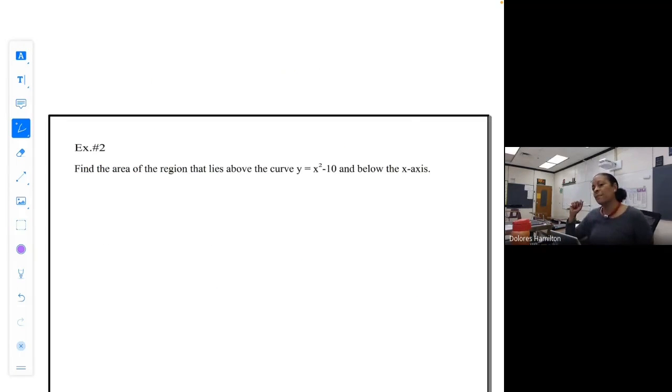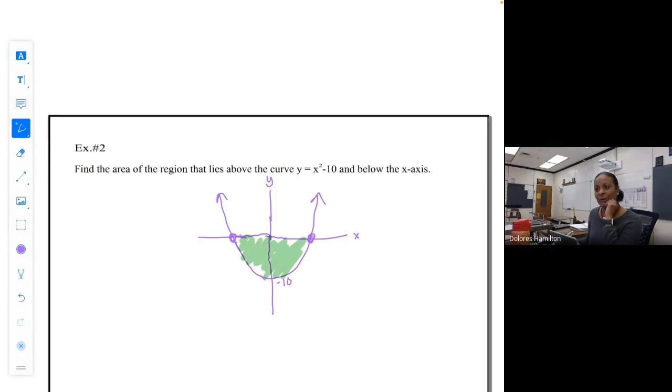Don't lose sight of what the question is asking. For example, in this problem, it's asking me for the area of the region that lies above the curve y equals x squared minus 10 and below the x-axis. I know my graph looks like this. So what I need to do is figure out what those limits are. Where does that graph cut through my x-axis? And I know that that's going to be at plus and minus root 10.